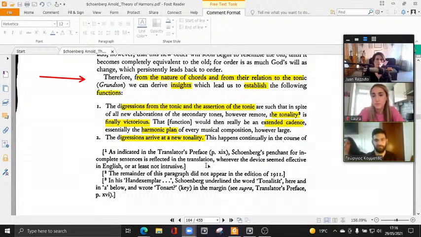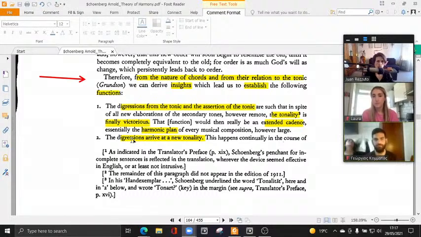So you start with the tonic, you go chord, region, but you finally go home, as we call it, an extended cadence. So essentially, that's the harmonic plan of the piece, however large the piece. If you go home, that is when the tonic became victorious. Now, you digress, and then go back.